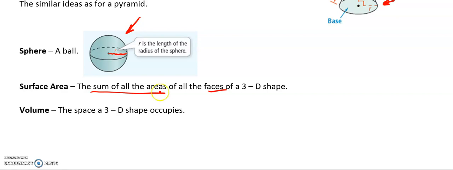So surface area is just the area of your faces, whereas volume is the space that the three-dimensional shape is going to be occupying. All right, ladies and gentlemen, that's it.